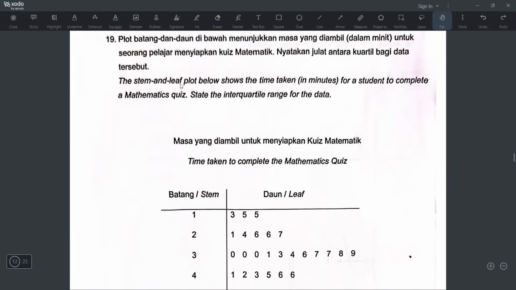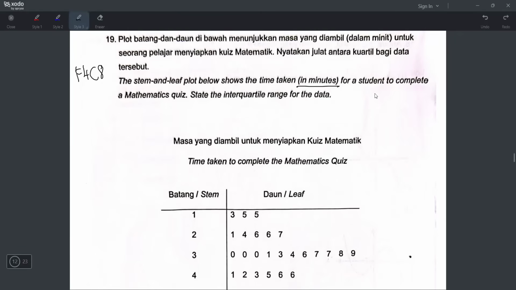Okay, number 19, the stem and leaf plot. When you see a stem and leaf plot, it's confirmed a Form 4 chapter, and it's which chapter? Chapter 8, I think. I'm not sure, I forgot already. But it's the measures of dispersion chapter for ungrouped data, right? Let me check quickly which chapter it is. Chapter 8, ungrouped data. I know so fast because this stem and leaf plot only comes out in this chapter. The stem and leaf plot below shows the time taken in minutes for students to complete a mathematics quiz. State the interquartile range of the data.